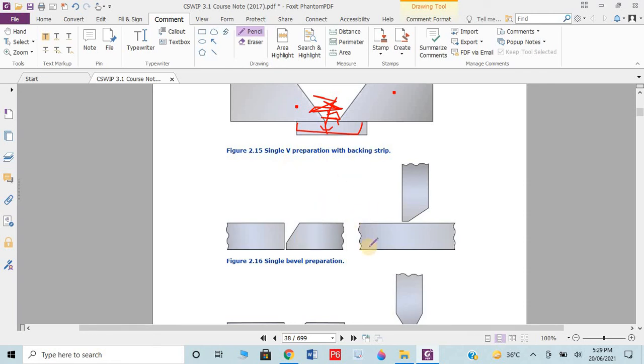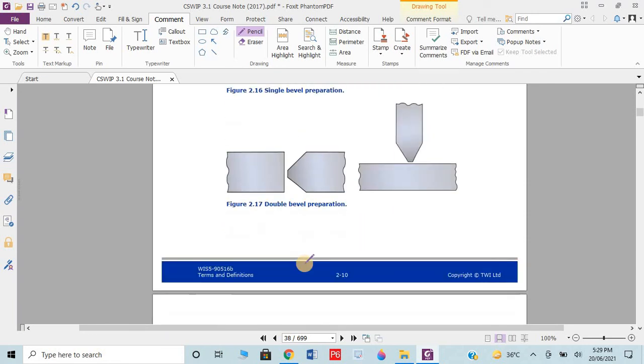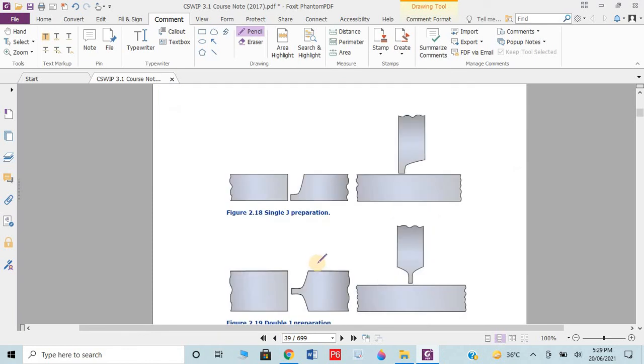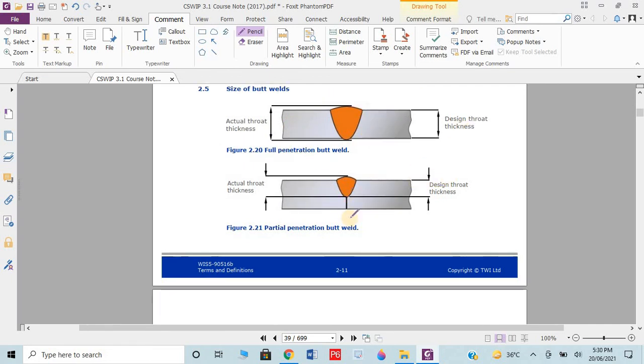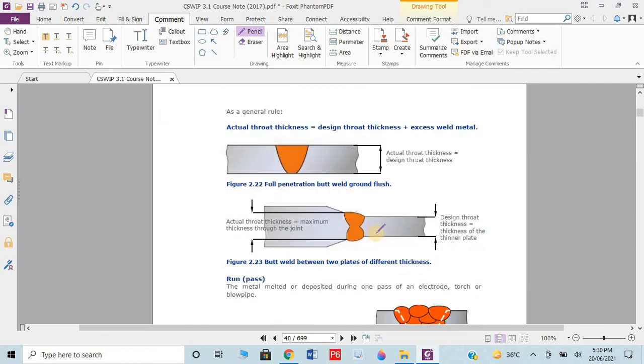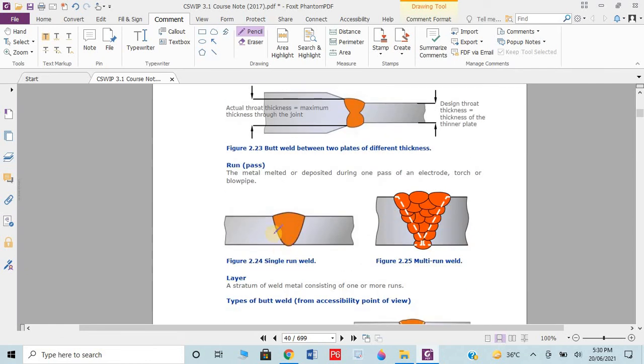Single V preparation, single bevel, double V, right? Single J, double J, size of butt weld. This is the actual throat thickness. This is the design throat thickness. This is the excessive material.